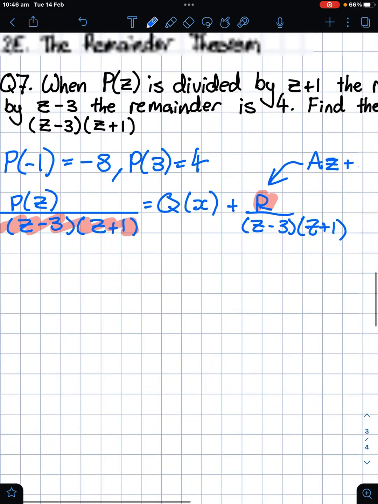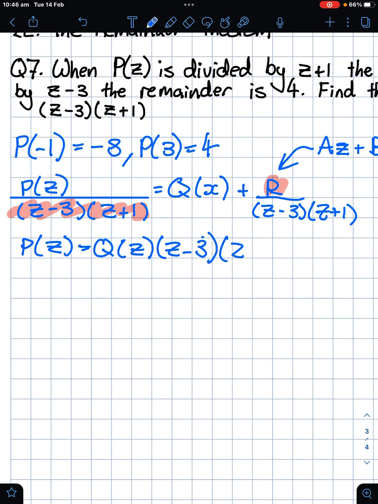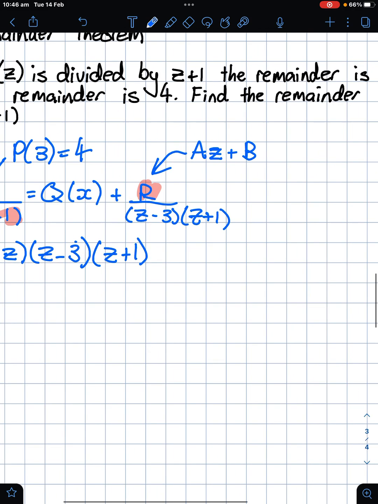Now, this helps us because if we were to rewrite our polynomial, we can write p(z) equals our quotient times our divisor, which is (z minus 3)(z plus 1), and then plus our remainder, which is az plus b.